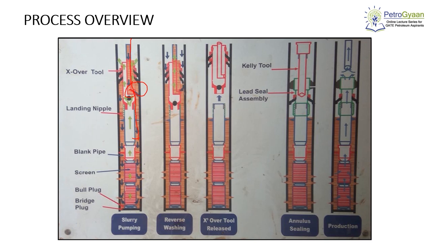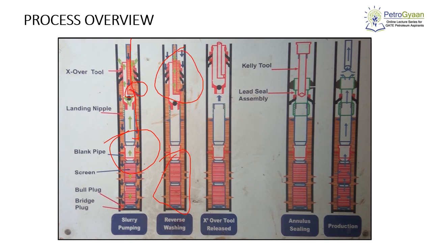Now we use blank pipe here. The use of blank pipe provides an additional margin to the sand screen completion, because the weight of sand present there will help to compact this lower portion. Now the second step is reverse washing. Once the total slurry is pumped, reverse washing is required to clear the sand around our tools, so that we can easily retrieve the tools.